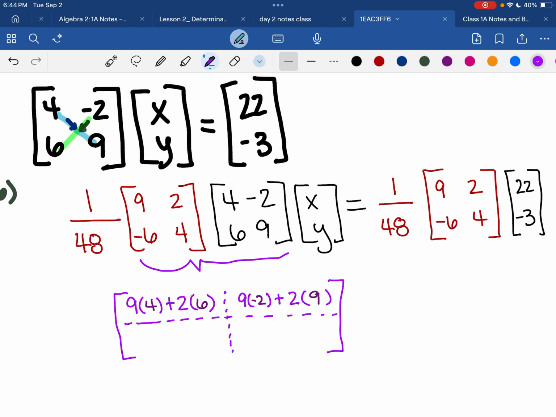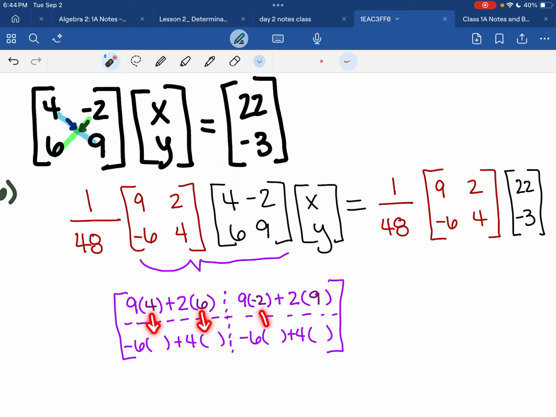And then I'm going to go back and do row 2, which is -6 times something plus 4 times something. I'm going to write that down again because I'm still in row 2. And then I'm going to come back and copy column 1 down. So this is column 1, so my parentheses match. Same thing with column 2. Those are going to just repeat. So I'm going to go 4, 6, -2, and 9.